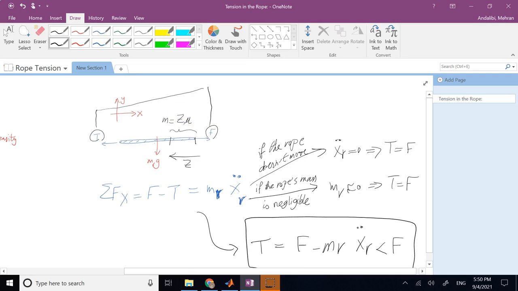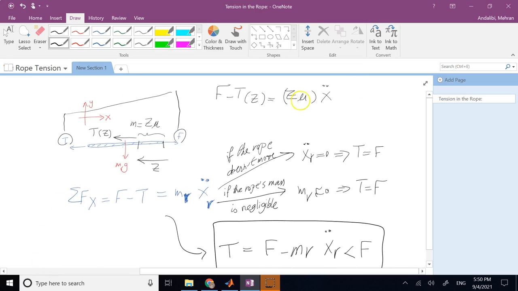So if the tension on the left side of this section is called T at location Z, then you can say that F minus T at location Z is the mass of that portion, which is Z times mu, times the acceleration of that portion, really, correct? X double dot of that block, correct?